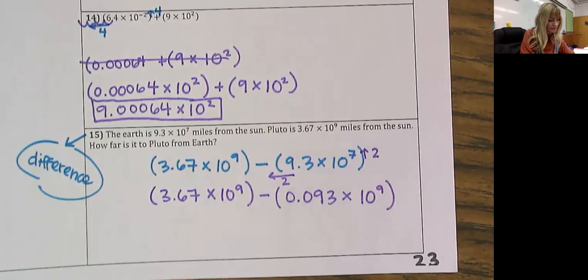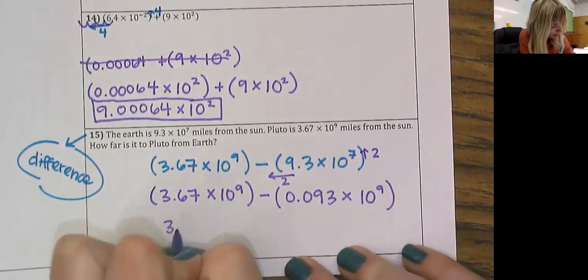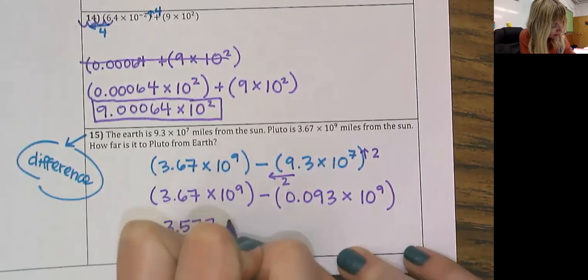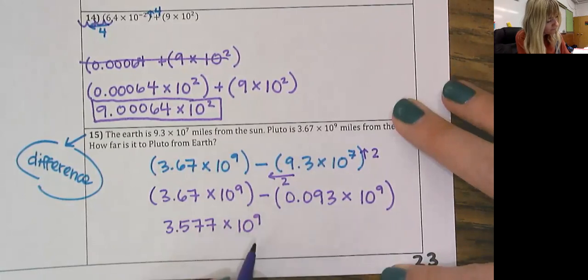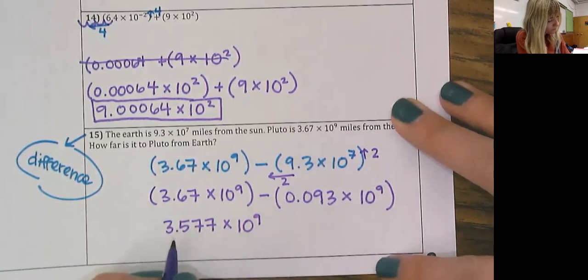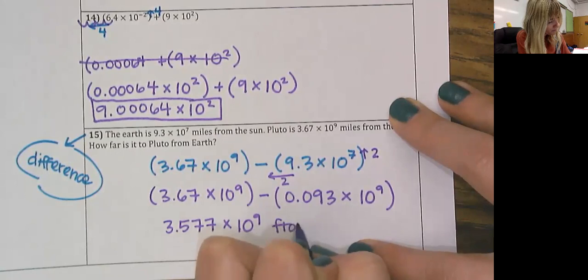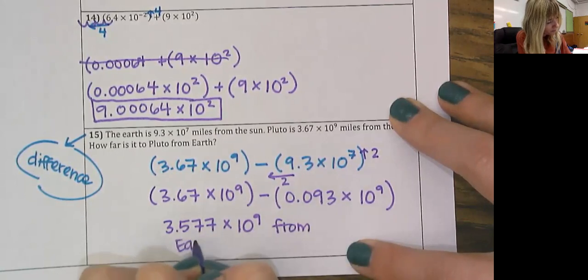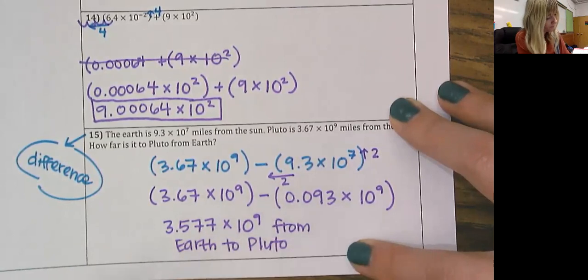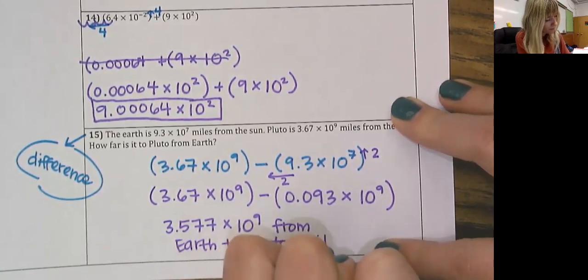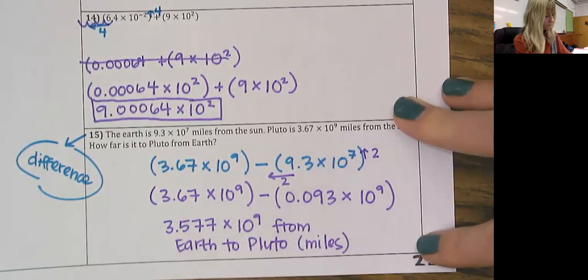Now I got the powers the same, so all I have to do, I'm typing in my calculator, 3.67 minus 0.093, and I get 3.577 times 10 to the 9th. And what did I just find? That's how far from Earth to Pluto. And that's miles. I should have written that after. That's the measurement, miles. Okay?